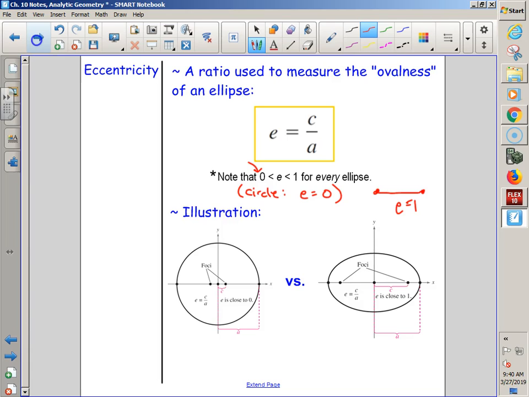So we can say 0 is super circular. We can say 1 is super flat. But we don't say, oh, it's more circular, or oh, it's flatter. Instead, we just say, oh, the eccentricity is 2/3. Oh, okay, so it's more elliptical. The eccentricity is 1/5. Oh, it's more circular. The closer it is to 0, the more circular it is, and the closer it is to a flat line, the higher the eccentricity and the more elliptical. But all of that to say, we just put a number on it.